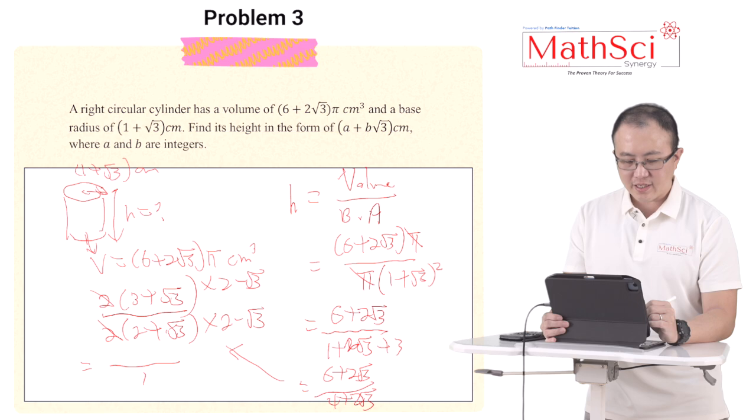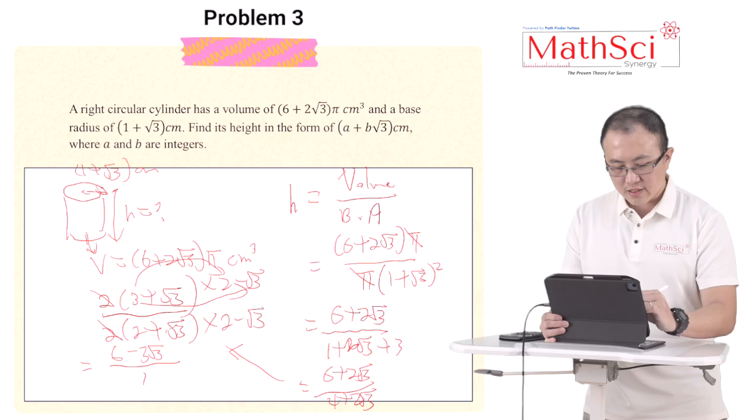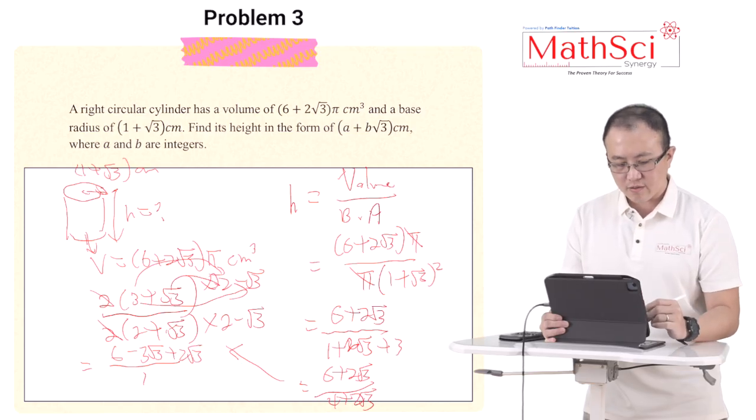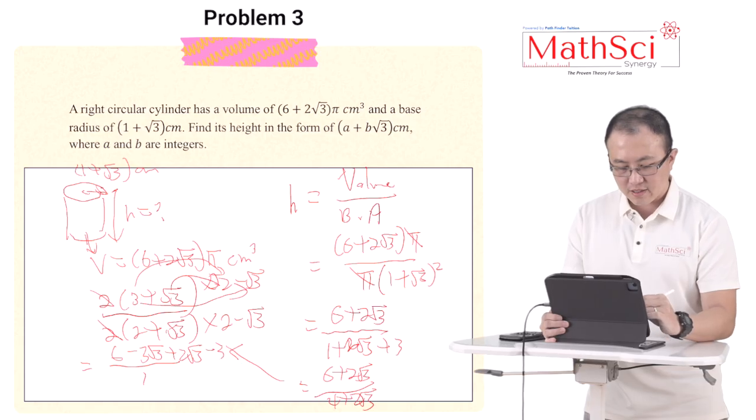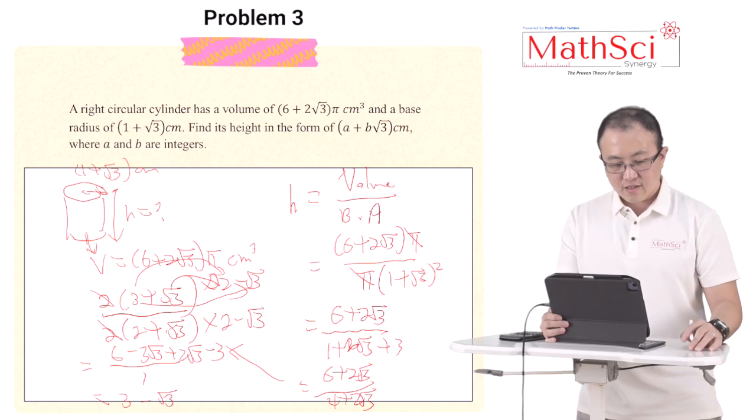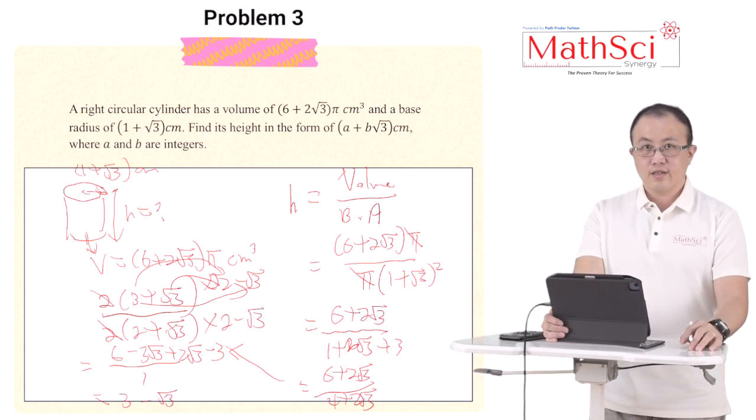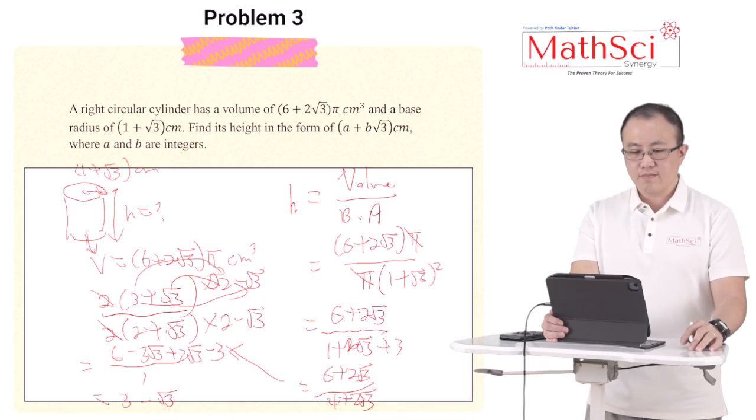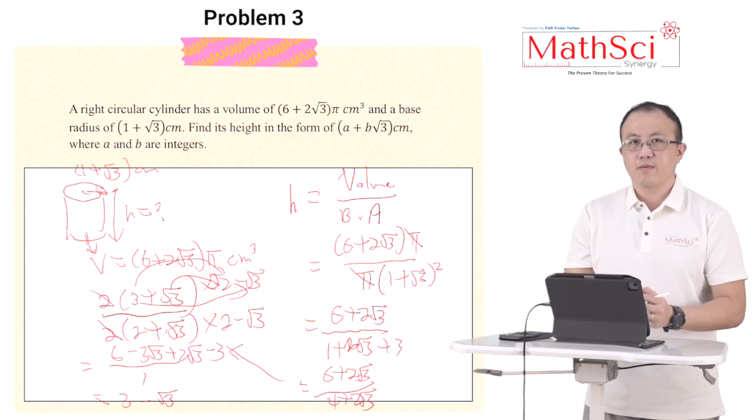Then the numerator will be 3 plus root 3 times 2 minus root 3. So 3 times 2 first, we get 6. Then 3 times minus root 3, we get minus 3 root 3. Root 3 times 2, we get plus 2 root 3. And root 3 times root 3, we will get minus 3. So the final answer will be 3 minus root 3. So A is 1, B is minus 1. Just a problem like that.